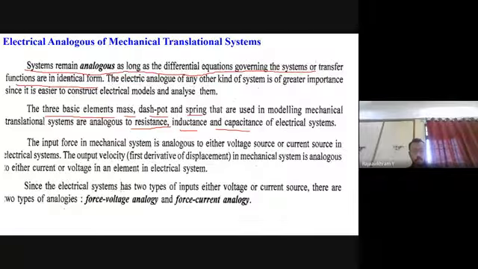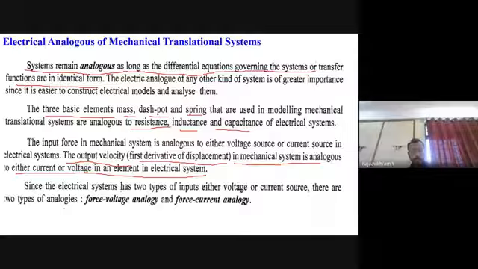So you see that the output velocity, this is another important point. Output velocity is the first derivative of the displacement. Okay, so the displacement is x. First derivative means dx by dt. That is the first derivative. This is in case of mechanical system. But how we are expressing in the current or voltage in terms of electrical system, we have to take the double derivative in electrical system.